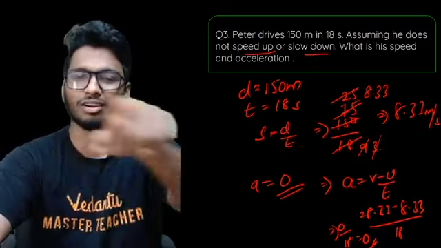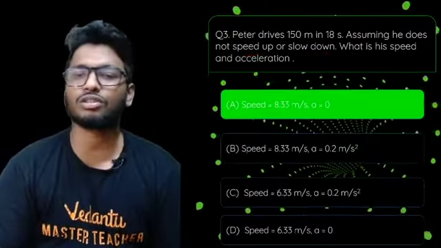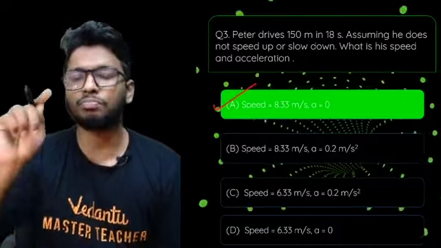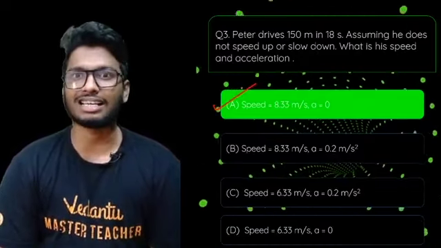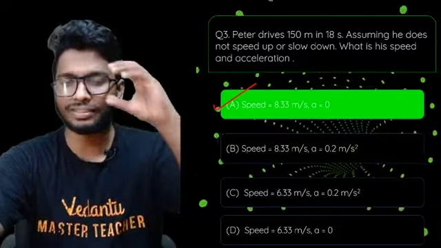Alright guys, well done. All those who gave the right answer, hats off, people. The right answer to this question would be then option number A, that is his speed is 8.33 meters per second and his acceleration is 0 meters per second square.